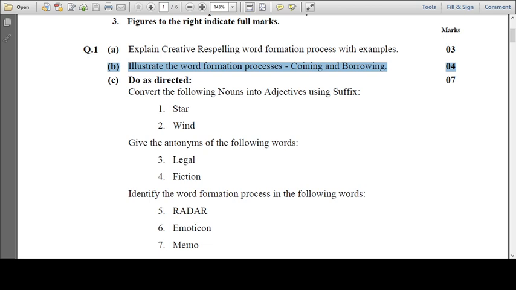But here we need to explain just coining and borrowing. So now, if you see what is called coining and what is called borrowing, first of all is coinage. So coinage, this is all about 4 marks.